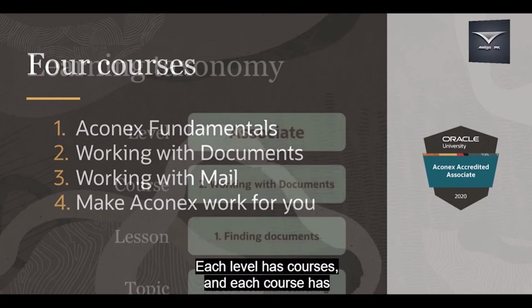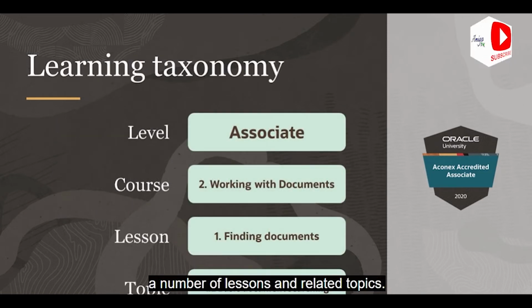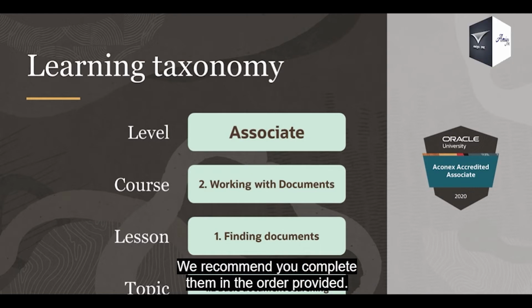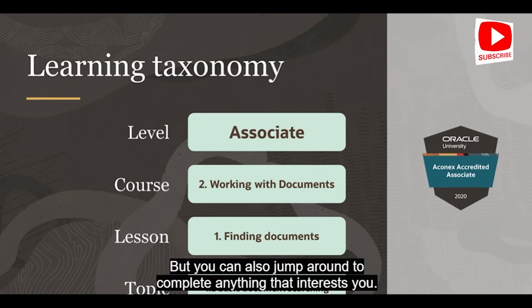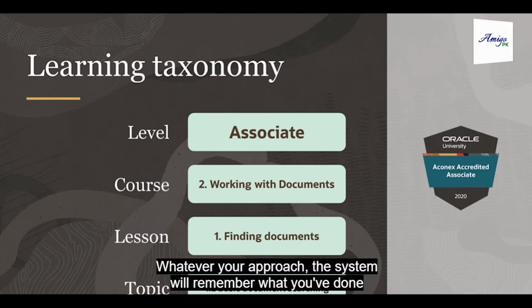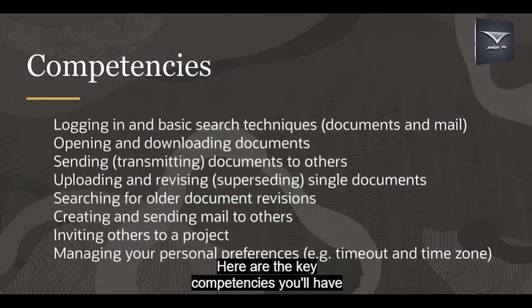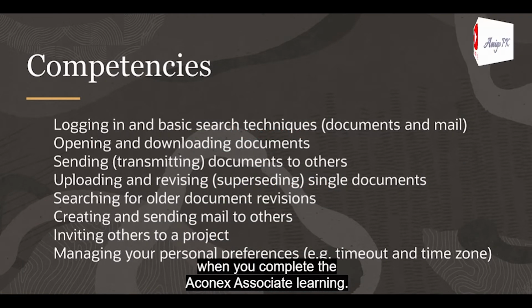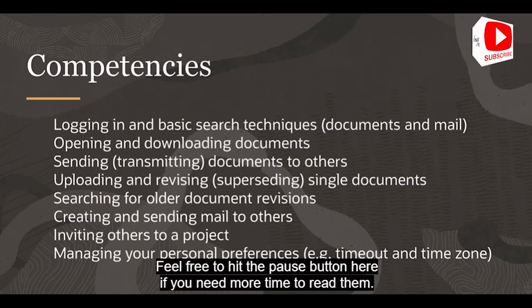Each level has courses, and each course has a number of lessons and related topics. We recommend you complete them in the order provided, but you can also jump around and complete anything that interests you. Whatever your approach, the system will remember what you've done and what's left. Here are the key competencies you'll have when you complete the Aconex Associate Learning. Feel free to hit the pause button here if you need more time to read them.